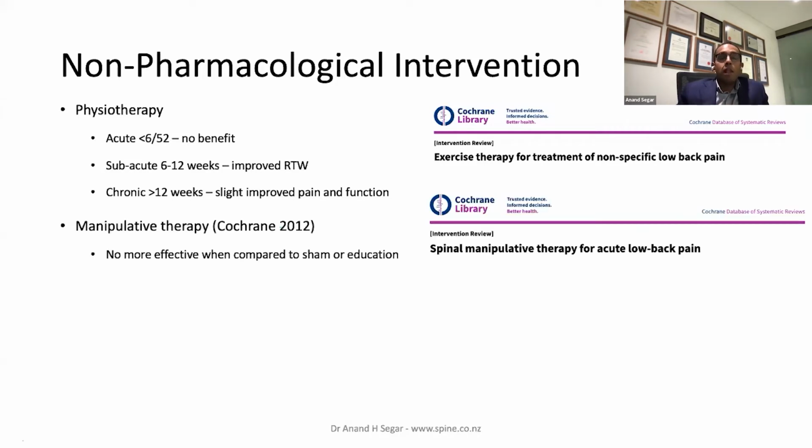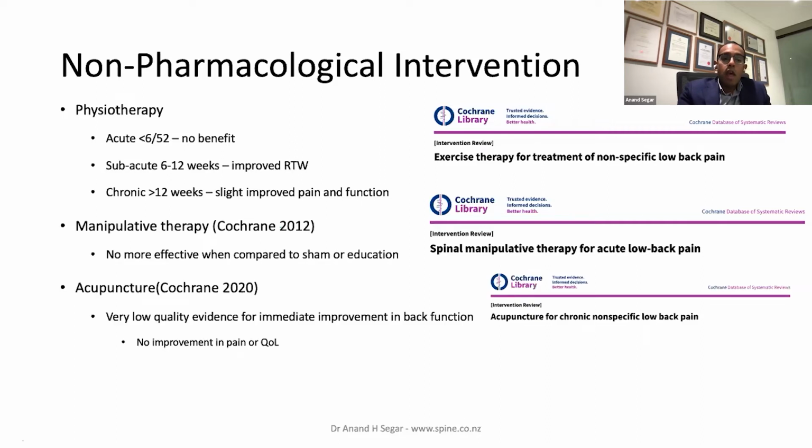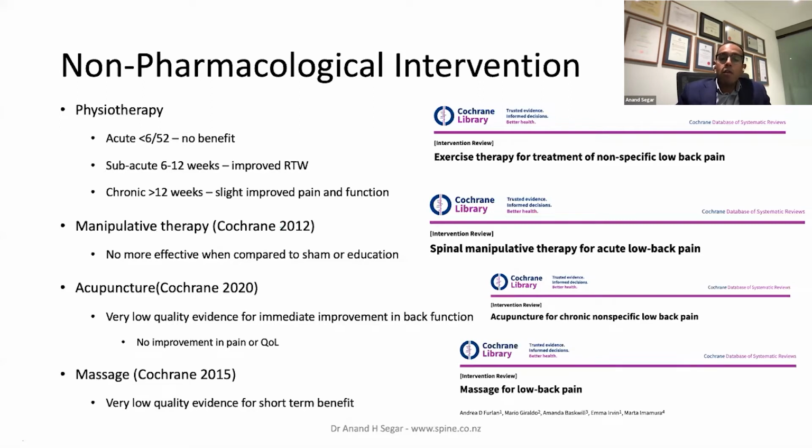If you look at manipulative therapy, so chiropractor or osteopathy, it was no more effective when compared to sham or education. Acupuncture, again, there was low quality evidence for immediate improvement in back function, and there was no improvement in pain or quality of life. And finally, massage, there was very low quality evidence for very short-term improvement. And I think if you talk to patients, they will say that they feel great after massage, but the pain comes back about 4 to 6, 12 hours later.